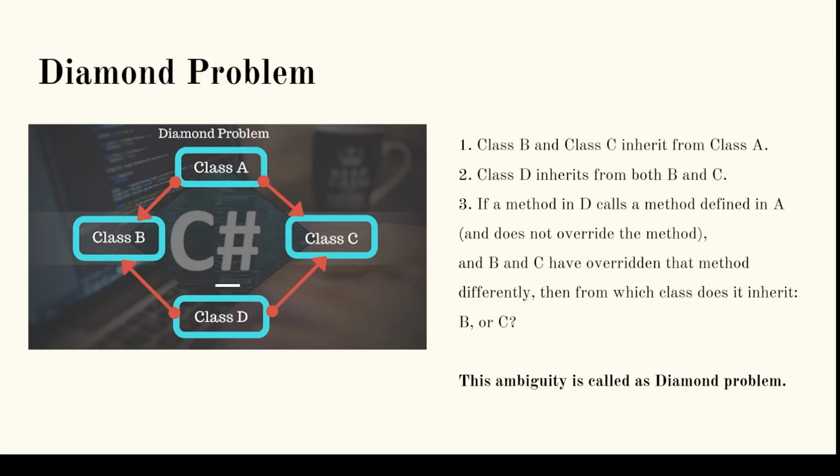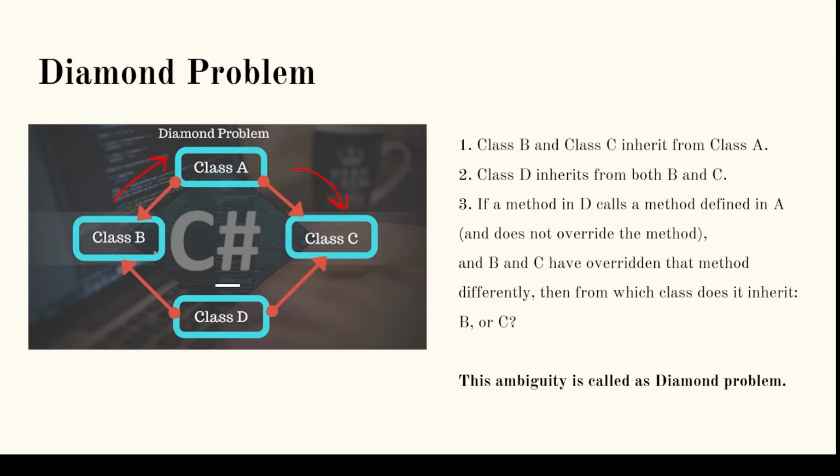So let's try to understand the multiple inheritance problem with an example. Let's say we have four classes, class A, B, C and D, and class B and C are inheriting from class A. So whatever is available in class A will be available to class B. Whatever is available in class A will be available to class C also, because both are inheriting class A. So that is fine. We can inherit one class in C Sharp without an issue.